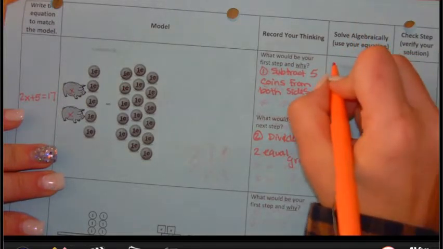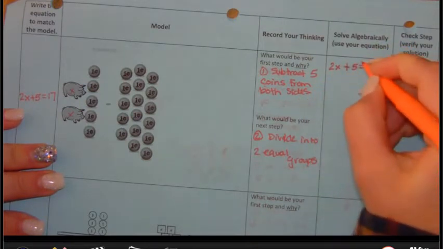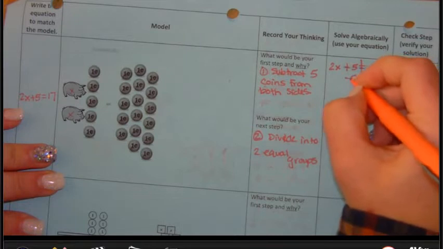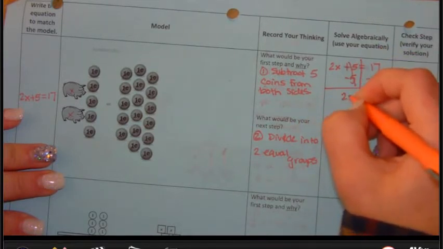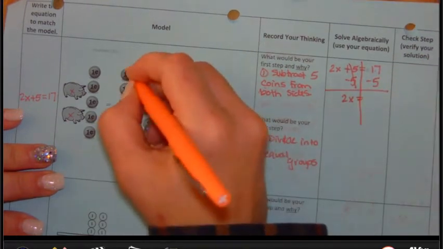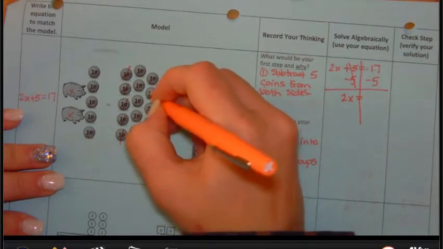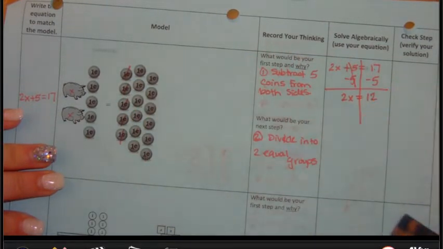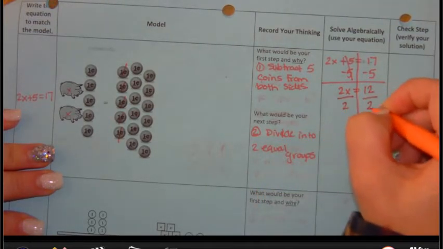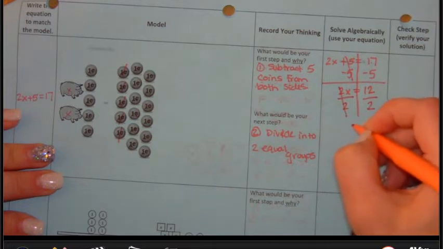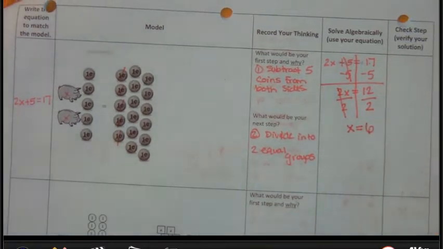All right, so let's solve this algebraically. So 2x plus 5 equals 17. So the first step I'm told is to subtract 5 from both sides. 5 minus 5 is 0. I'm left with 2x on the left. When I take away 5 coins, I'm left with 12 coins on the right. Then my next step is to divide into 2 equal groups. 2 divided by 2 is 1. I'm left with 1x, and 12 divided by 2 is 6.